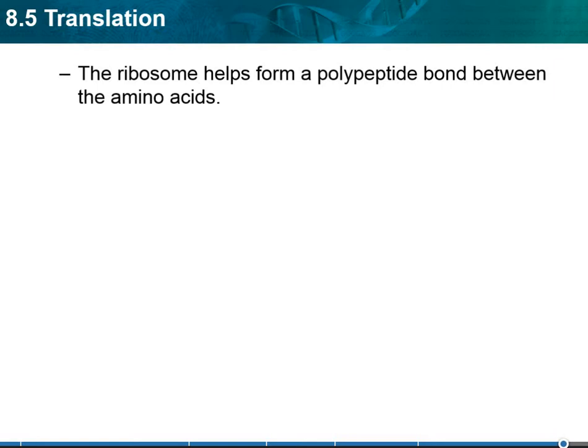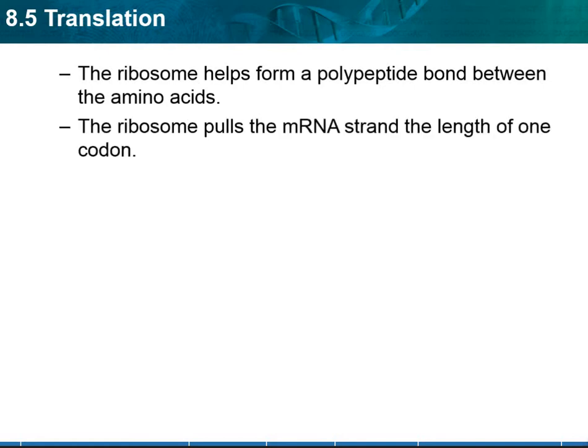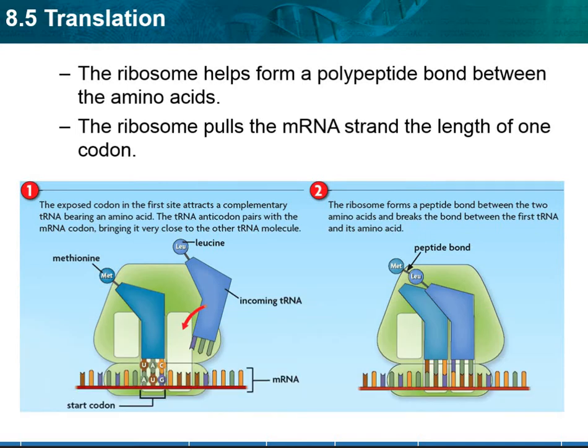So again, the job of the messenger RNA is to carry the code on how to make the protein. The ribosomal RNA is going to help read the messenger RNA and signal what transfer RNA needs to come in, and then the transfer RNA is going to bring the right amino acid to the ribosome. So the ribosome helps form a peptide bond with the amino acids. The ribosome pulls the messenger RNA strand the length of 1 codon. It's going to pull it along, just like I was saying before.